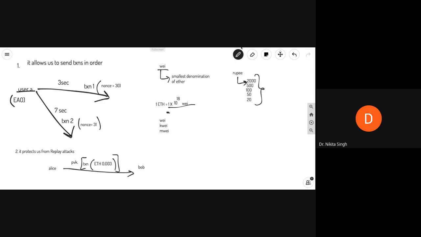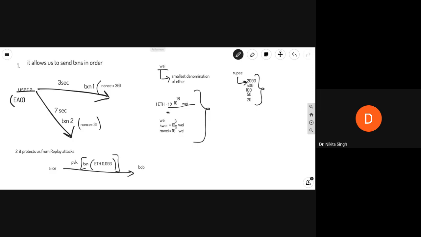So we have KY. KY means 10 to the power 3 Y. And we have MY, which is 10 to the power 6 Y. So Ethereum also has many types of denominations, just as we have with rupee. One Ether is 1 into 10 to the power 18 Y. Then we have KYs, we have MYs. So there are several denominations in which you can express your ether.